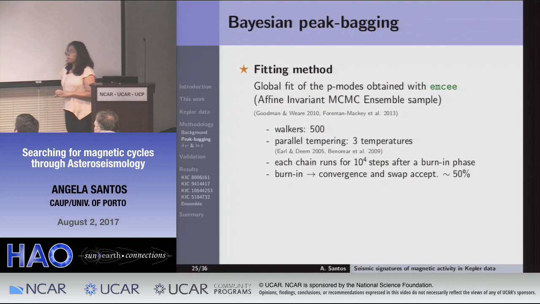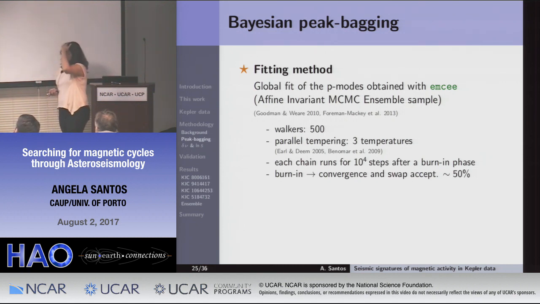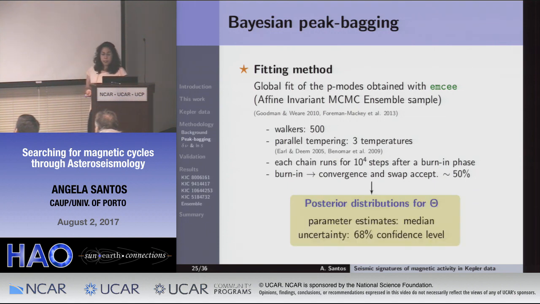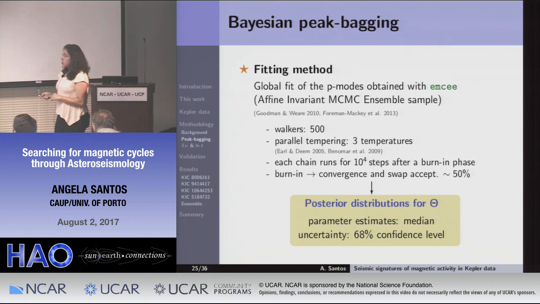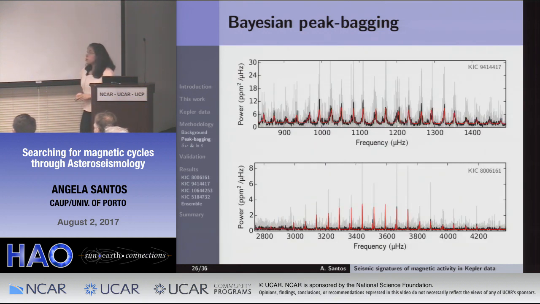And then for the fitting method, we use this algorithm called MCMC. It is an MCMC code, but designed to reach a better mixing, a better sampling of the parameter space. And from this analysis, we get the posterior distributions for the parameters in our model, and from them we get parameter estimates.